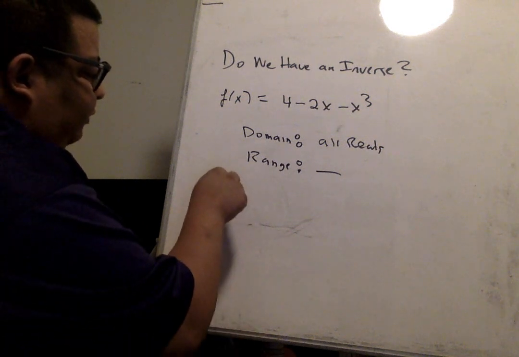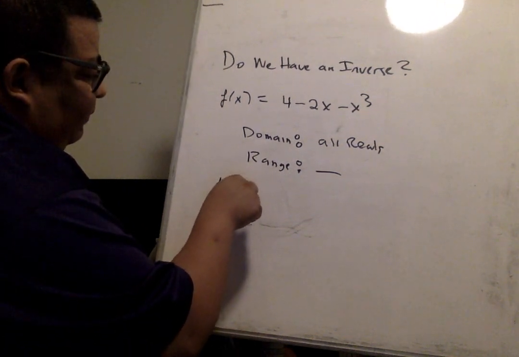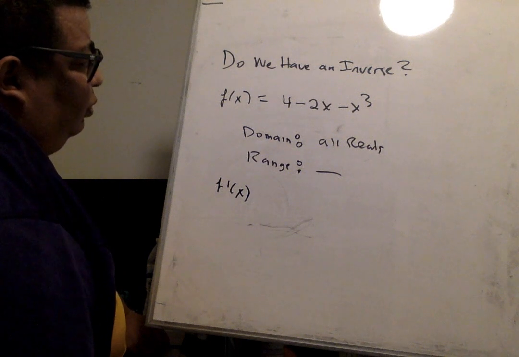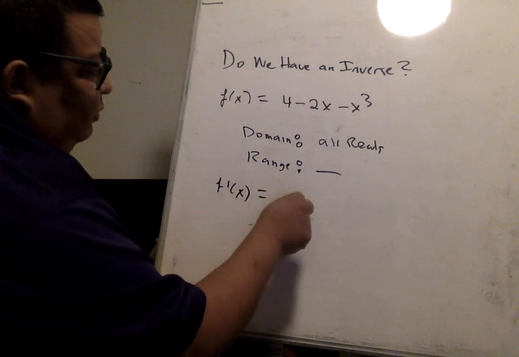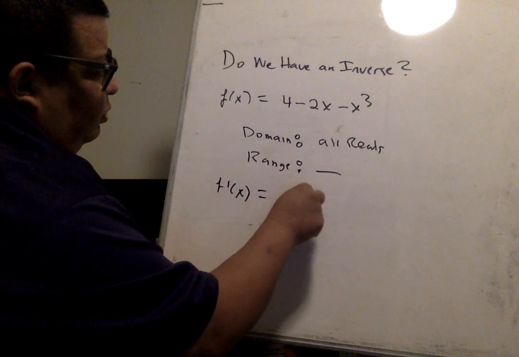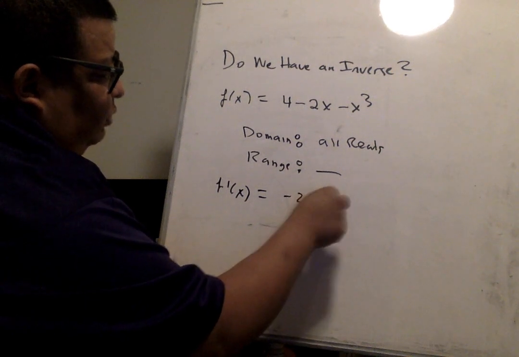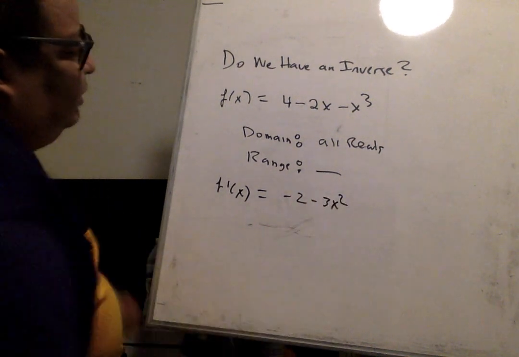You take the first derivative of the function, and that would be minus 2 minus 3x squared. That's the derivative of this one.